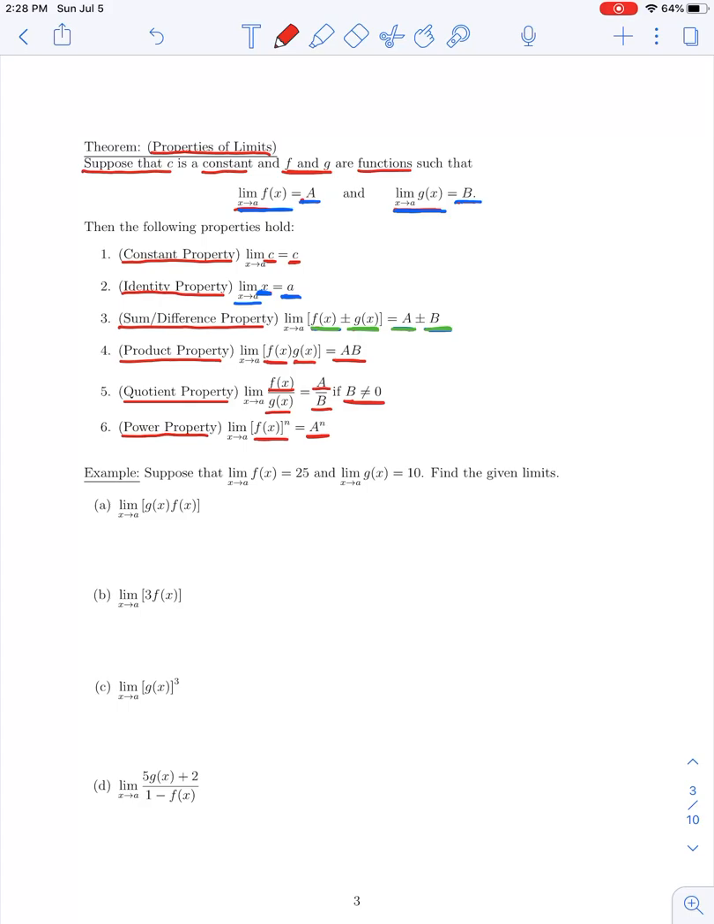So let's look at making use of these properties for some examples. In this next problem, we're told to suppose that the limit of a function f of x as x approaches a is equal to 25, and the limit of g of x as x approaches a is equal to 10. And then we're asked to find the value of these indicated limits.